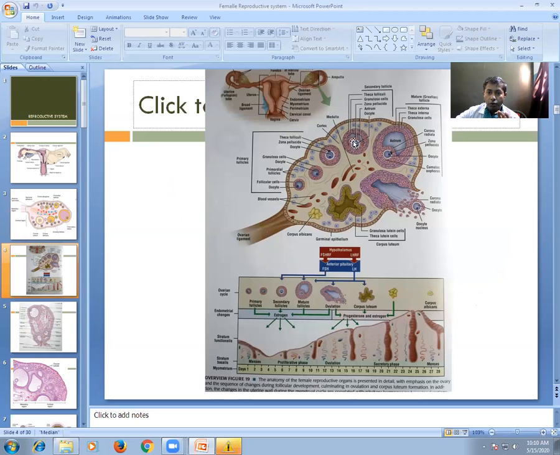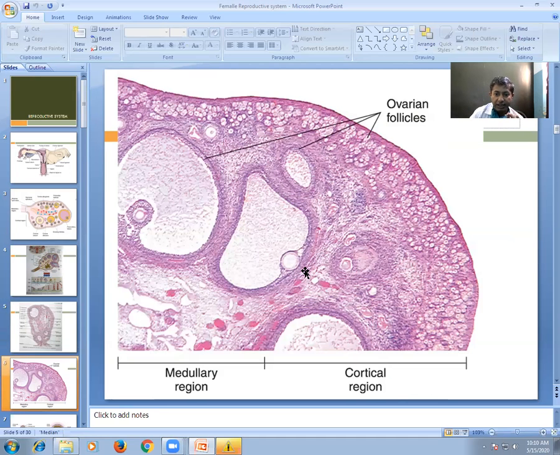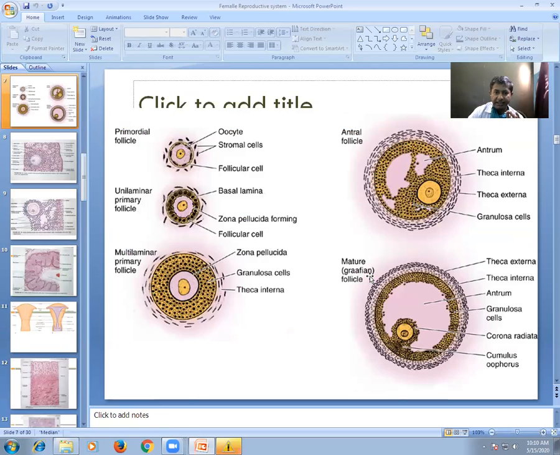So this is the overall picture of the ovary. This is the simple cuboidal epithelium, this is the cortex, and this is the medulla. Starting from the primordial follicle up to the mature ovarian follicle. So outermost is the covering, then the cortex, and where I am moving the cursor, this is known as the medulla. So this is the medulla, and this is the cortex, and various cells are seen in it. What is the structure of all these cells?